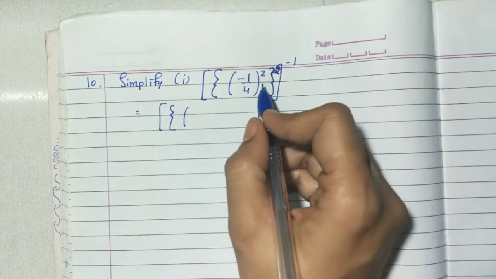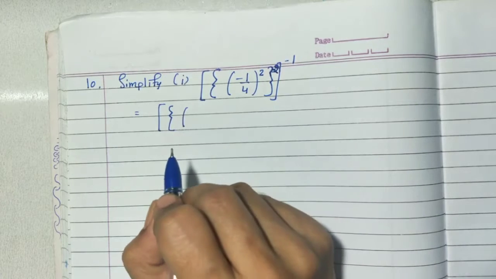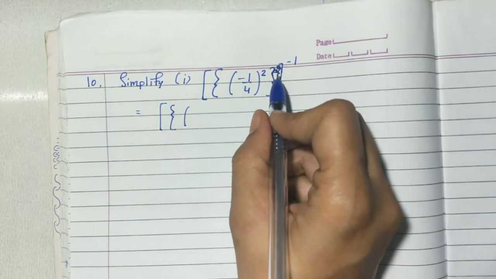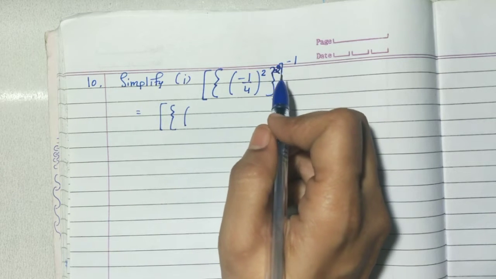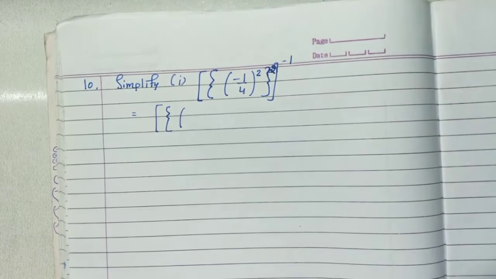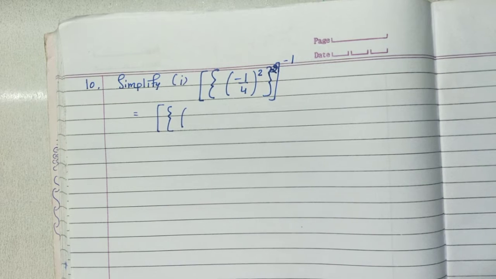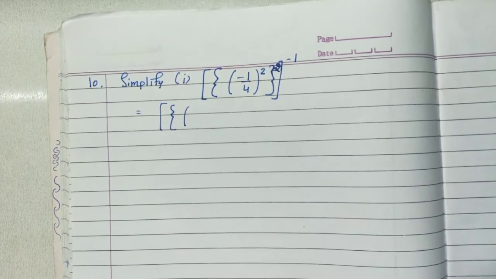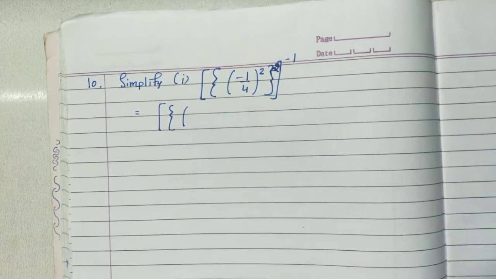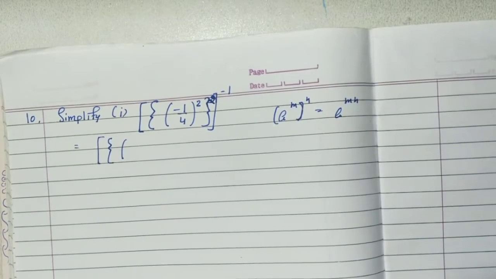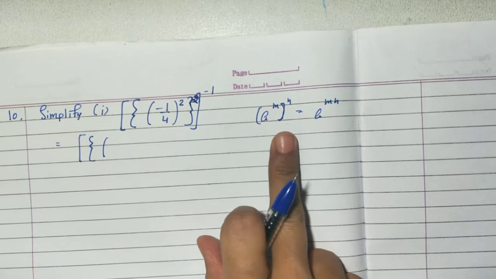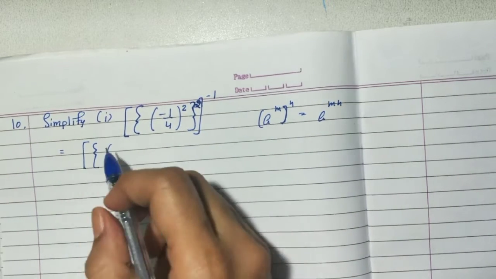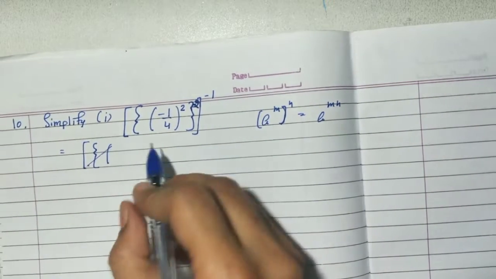You can do this sum in two ways. Like first you will open this, then this, then this, or you can multiply all these together, because you have one identity, (a^m)^n is equal to a^(m×n). You can use this identity also. Both are right. Right now we are going to use this one. This one is the easiest, so there is no need to put these brackets.